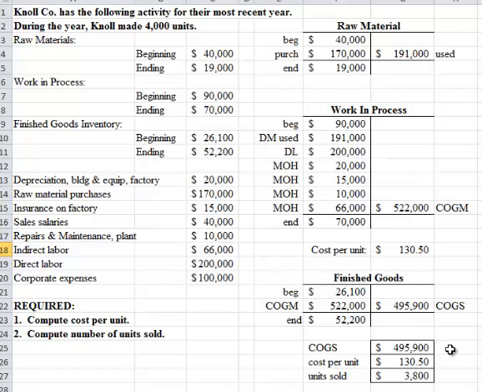Sometimes we build cost of goods sold by knowing the units sold times the cost. Here we kind of did it backwards. We could arithmetically solve for cost of goods sold and then derive how many units must have been sold.